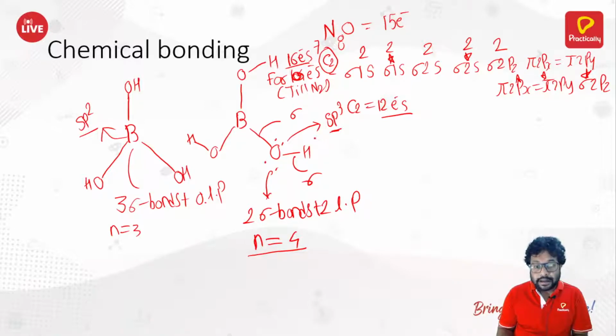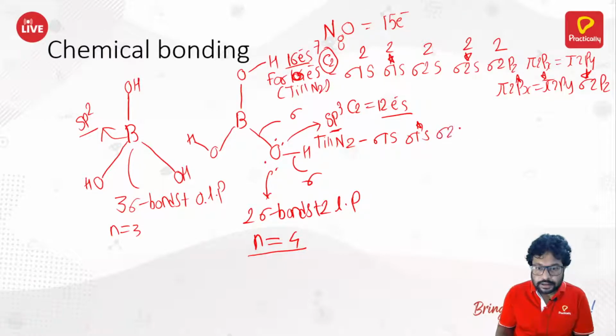For till N2, you have another order. I mean, everything remains same. Only this thing gets swapped. What gets swapped? Pi 2px comes before the sigma 2pz till nitrogen. Yeah. So sigma 1s, sigma 1s star, sigma 2s, sigma 2s star. Then you have pi 2px is equal to pi 2py. Then you have sigma 2pz.